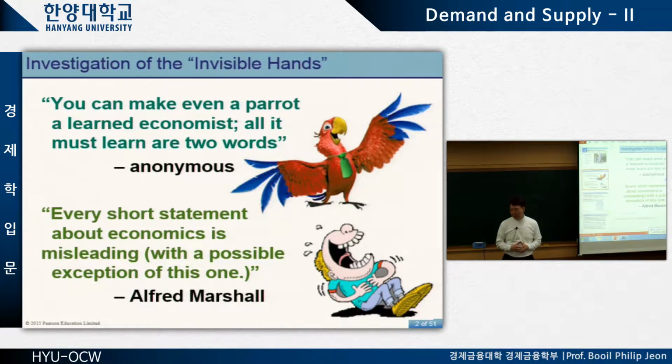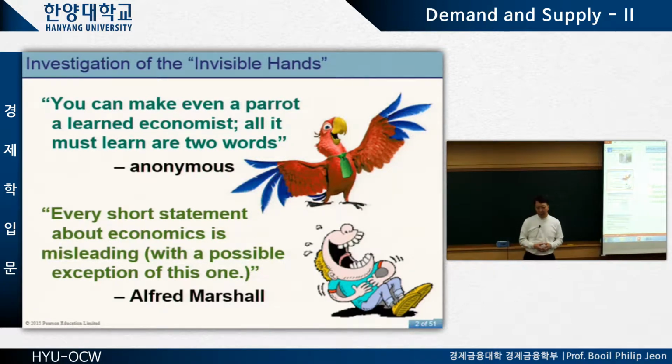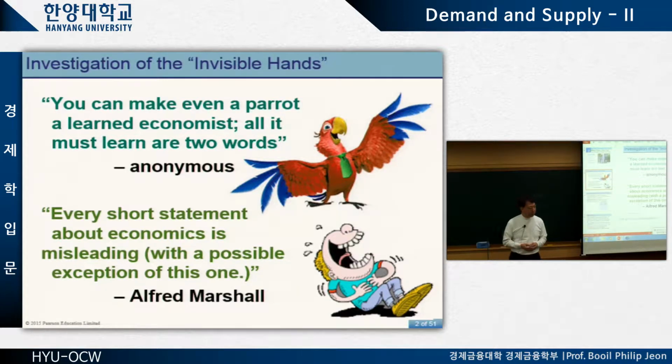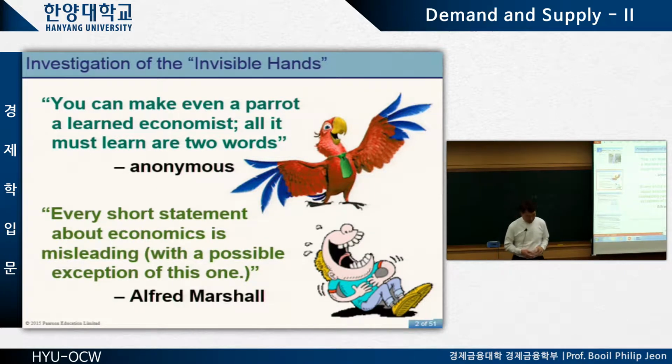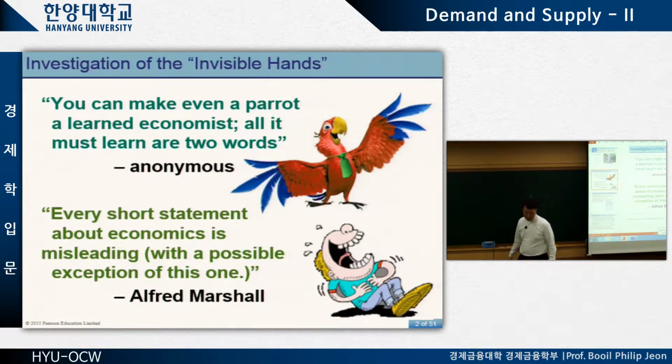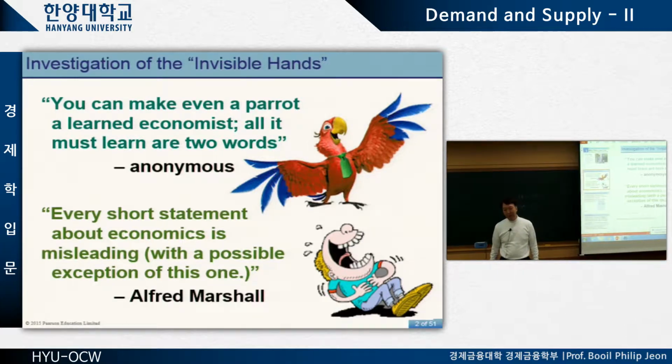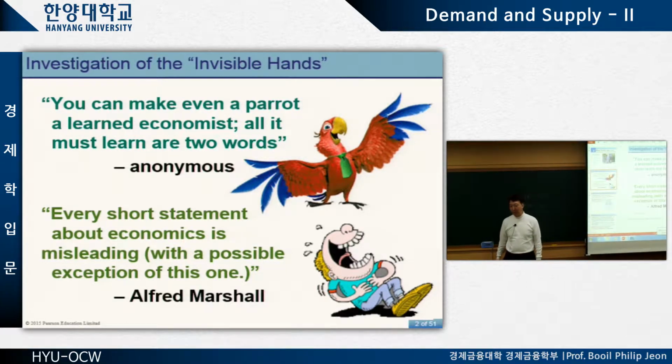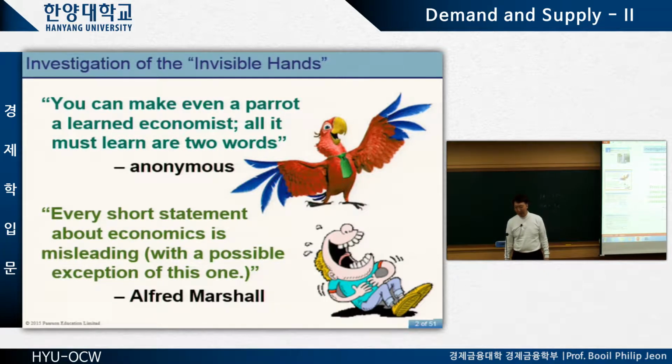And also, Alfred Marshall introduced the concept of the consumer surplus and elasticity. So we will learn about all these concepts later. He said, every short statement about economics is misleading, with a possible exception of this one. So he's saying, yes, of course, demand and supply are important concepts, but of course, you cannot explain everything using demand and supply.